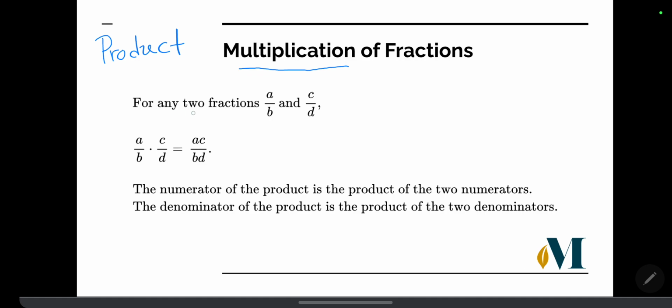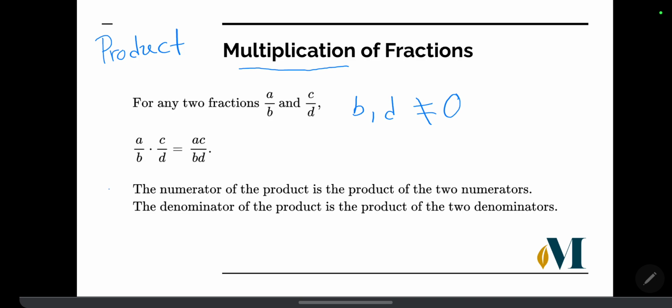So for any two fractions, let's say A over B and C over D, where A, B, C, and D are all real numbers and B and D are non-zero. If they were zero, we would have zero, and anything times zero is zero. So let me write that out: where B and D are not equal to zero.